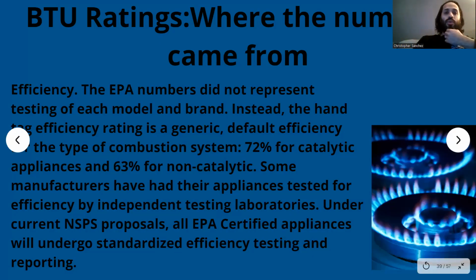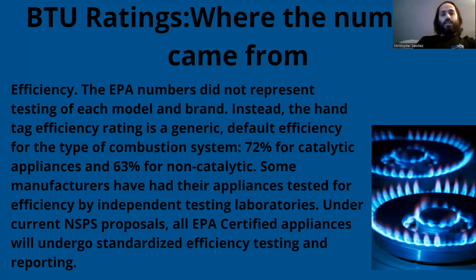BTU ratings: where the number came from. Efficiency: the EPA numbers do not represent testing of each model and brand. Instead, the hang tag efficiency rating is a generic default efficiency for the type of combustion system: 72% for catalytic appliances and 63% for non-catalytic. Some manufacturers have had their appliances tested for efficiency by independent testing laboratories. Under current NSPS proposals, all EPA certified appliances will undergo standardized efficiency testing.